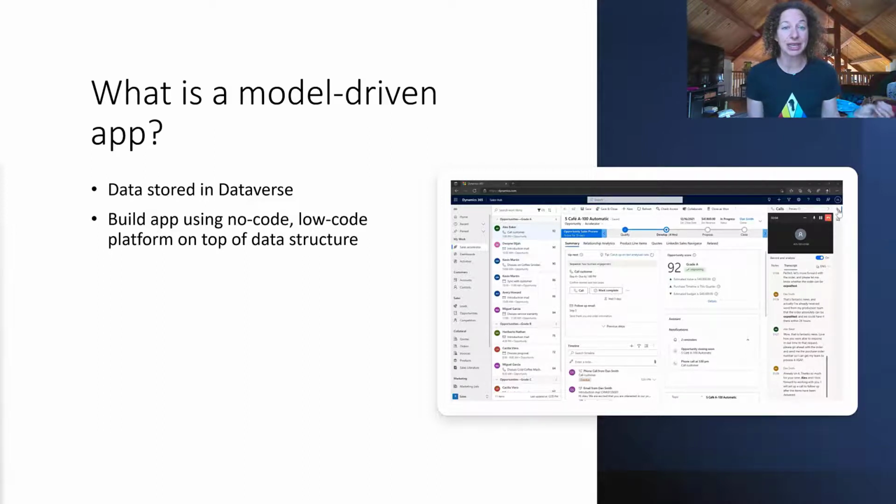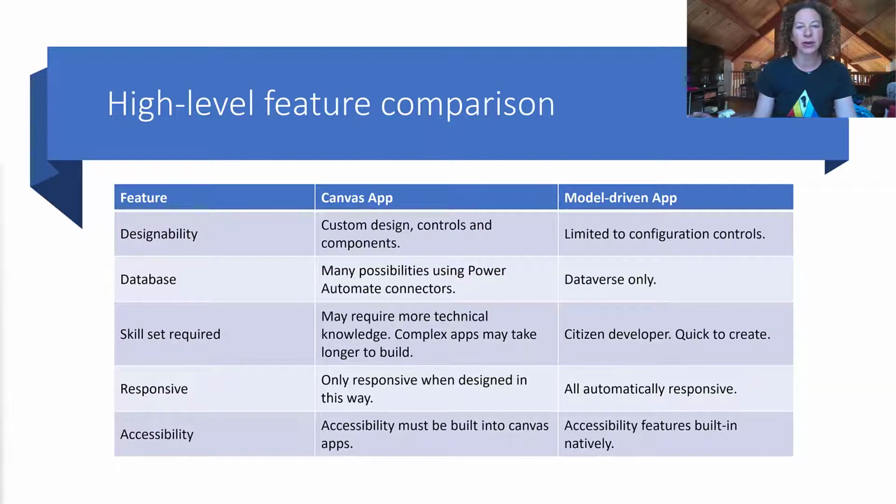Now, contrastly, we have a model-driven app. This one is database first, and the database is exclusively Dataverse. So you'll build your data model and your data structure on Dataverse, and then you build your app on top of that by overlaying your no-code, low-code platform components. So let's take it a step further and look at this. This is a high-level feature comparison of Canvas apps and model-driven apps.